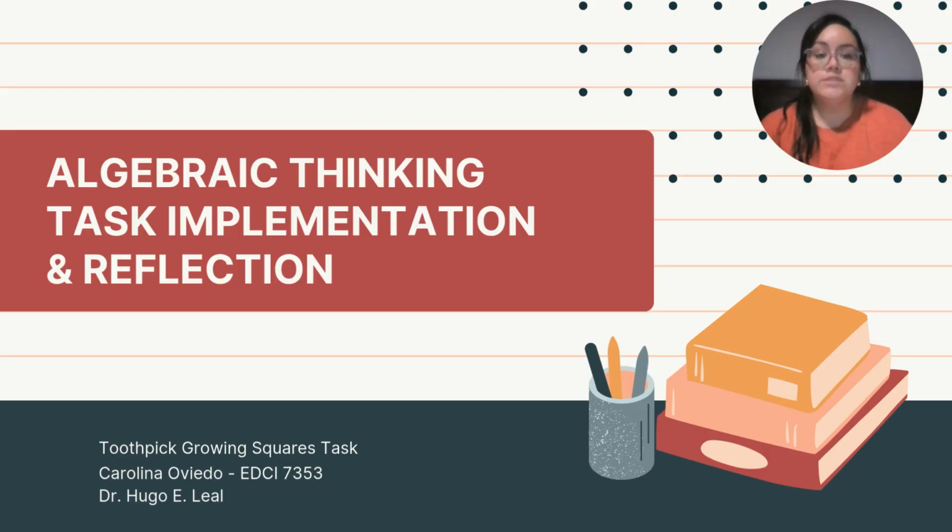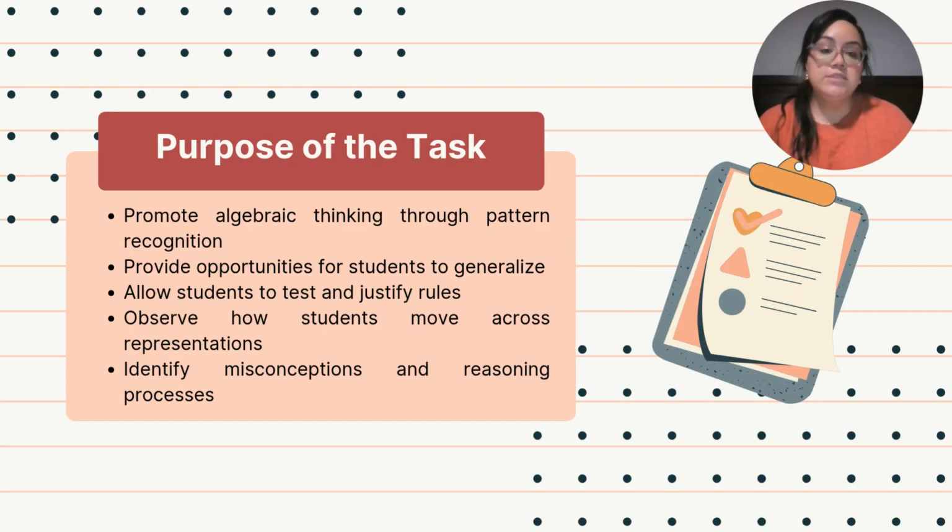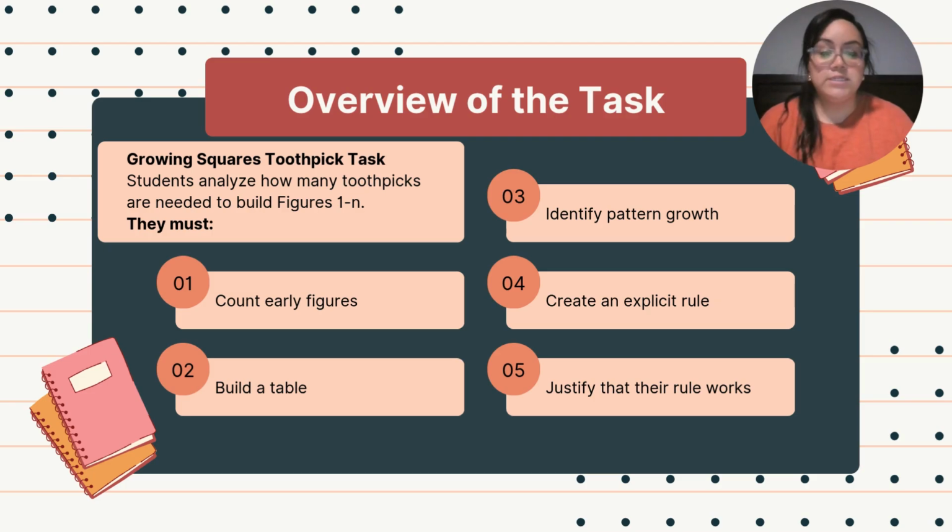The task I used was the growing squares with toothpicks pattern task, which is designed to develop algebraic habits of mind and support students in generalizing patterns. Purpose: this task helps students move from concrete representations towards abstract reasoning. It requires them to count accurately, recognize structure, organize numerical patterns, and eventually verbalize or symbolically express a general rule. It's also a great tool for eliciting student thinking as described by researchers like Callahan, Skies, and Ginsberg.